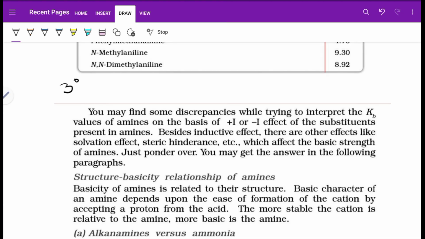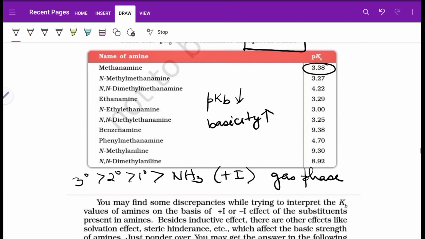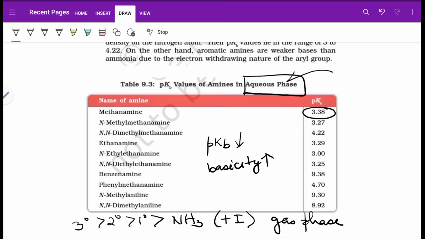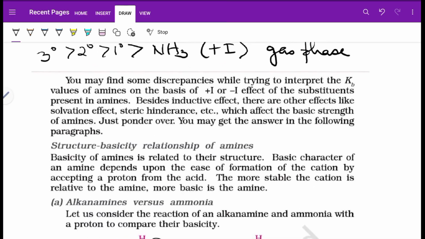So for those cases, 3 degree will be greater than 2 degree, will be greater than 1 degree, will be greater than NH3, based on only the plus I effect. And it occurs in a gas phase reaction, or rather gas phase comparison. But if we say it is aqueous phase, then the order is changing. Why is it changing? That we need to understand.